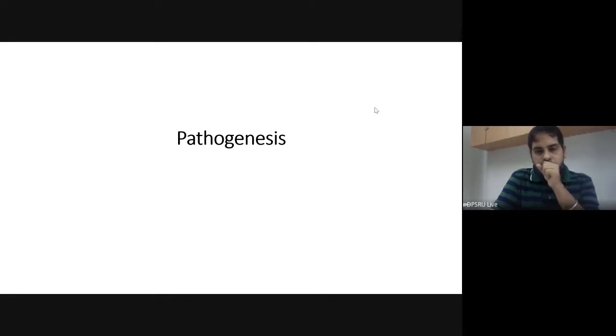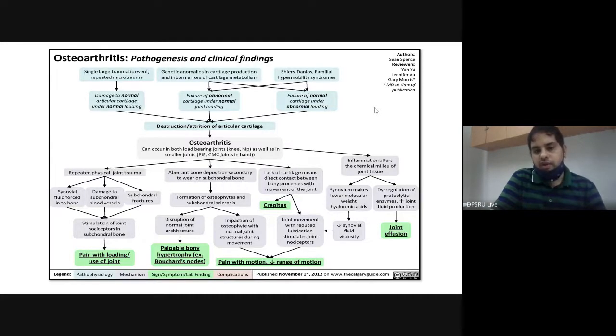Now, pathogenesis. One by one, first I will show you the pathogenesis of osteoarthritis. You can see single large traumatic events or repeated microtrauma. What will happen? Sometimes some damage happens to the joints, or some accident has happened. It could also result in osteoarthritis by damage to the cartilage. So a single large traumatic event or repeated microtrauma will damage the normal articular cartilage under normal loading. So this is one thing.